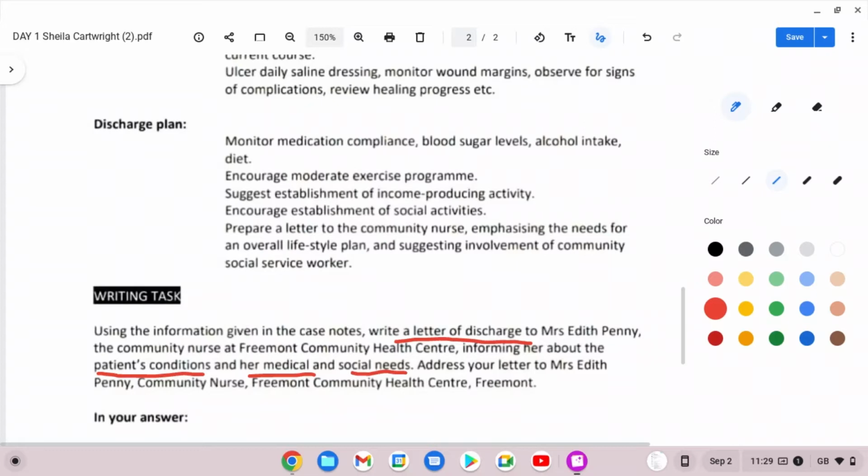So you need to include that information in your letter. Okay, then again, blood sugar levels. You already came to know that the patient is diabetic.